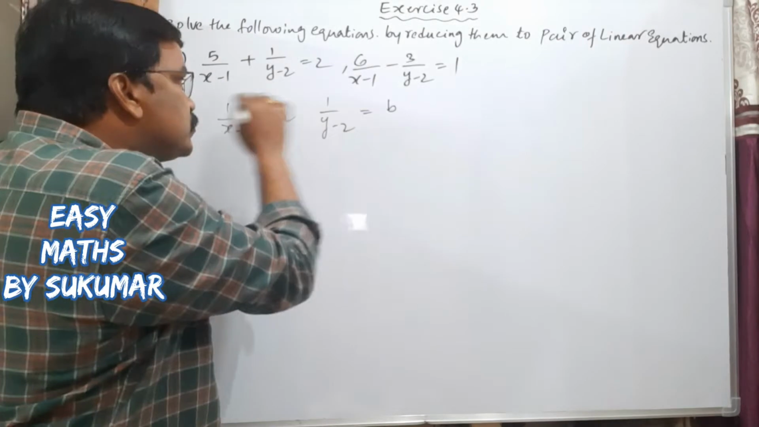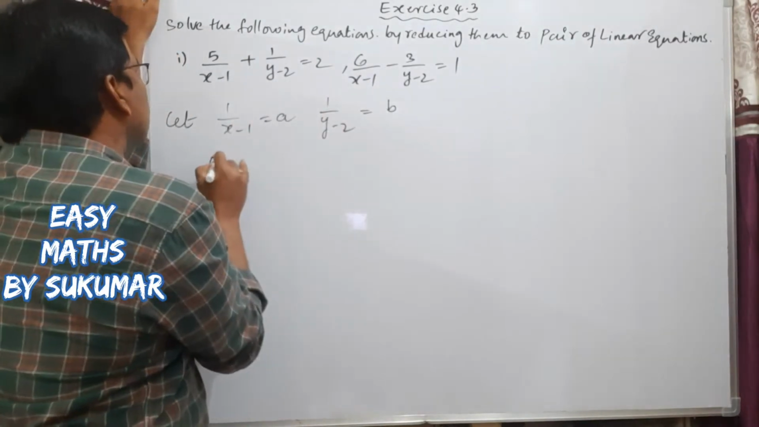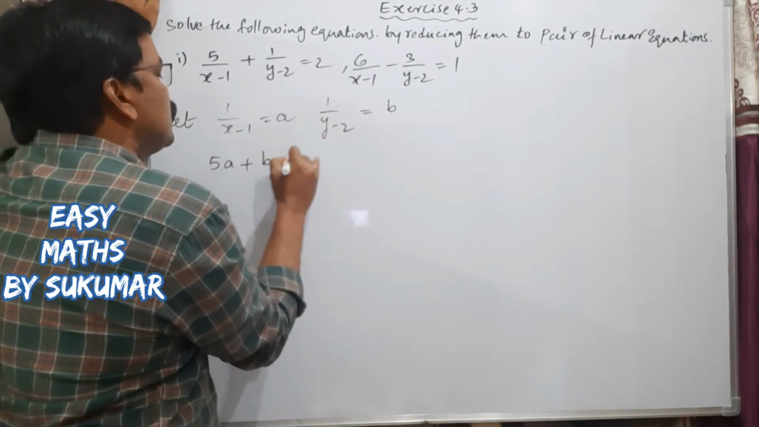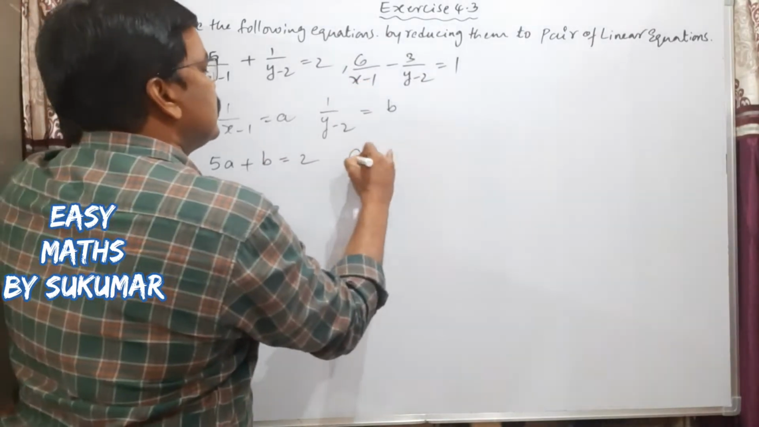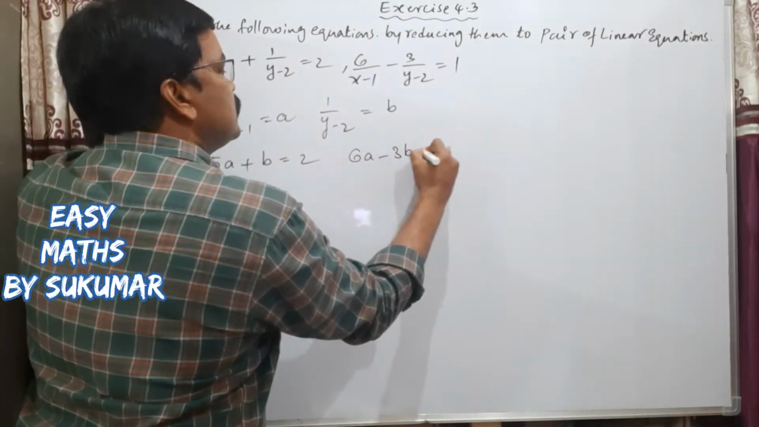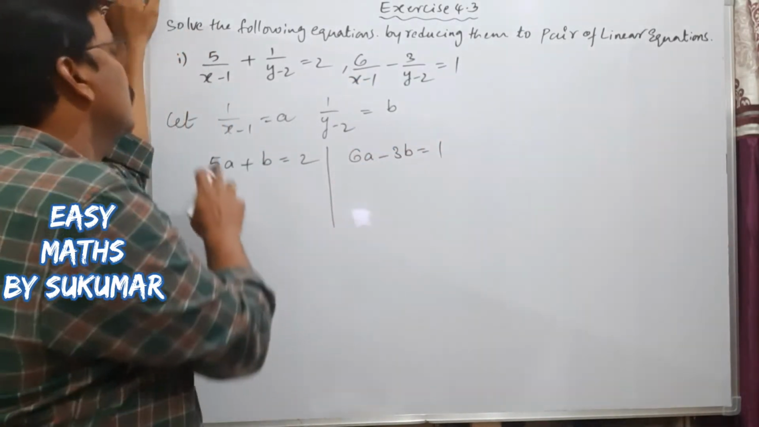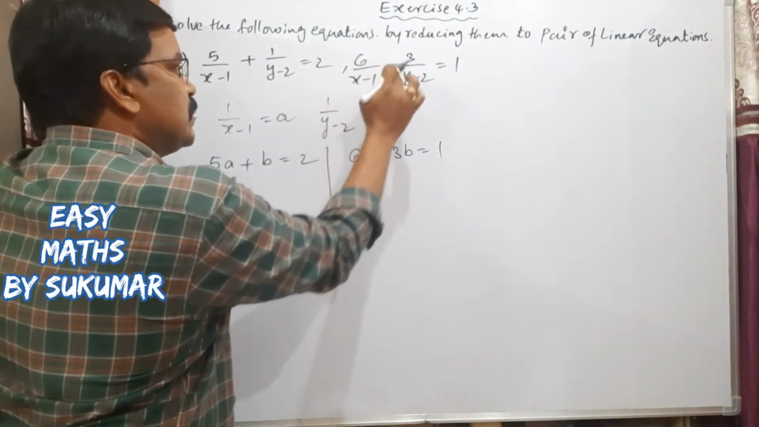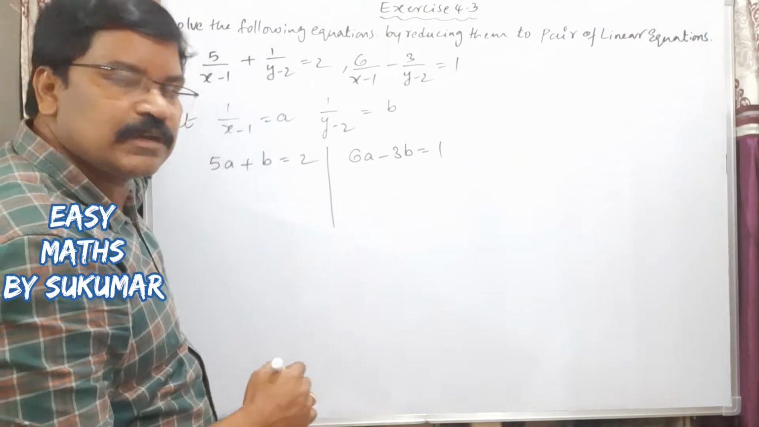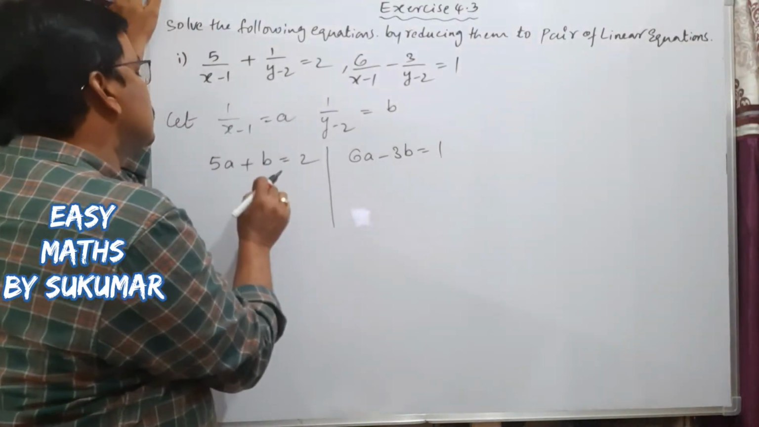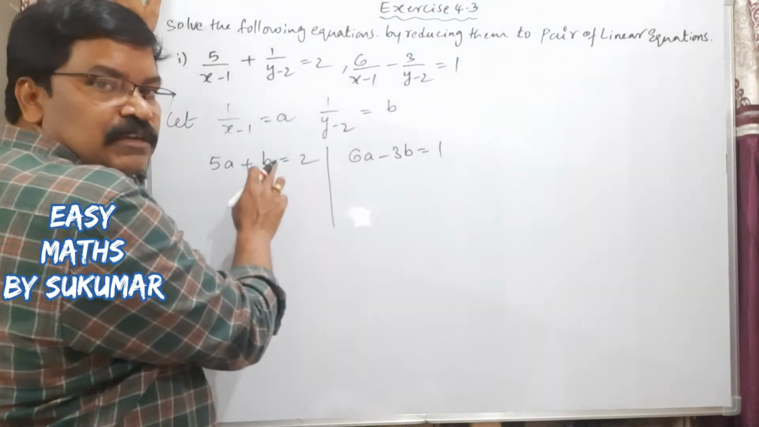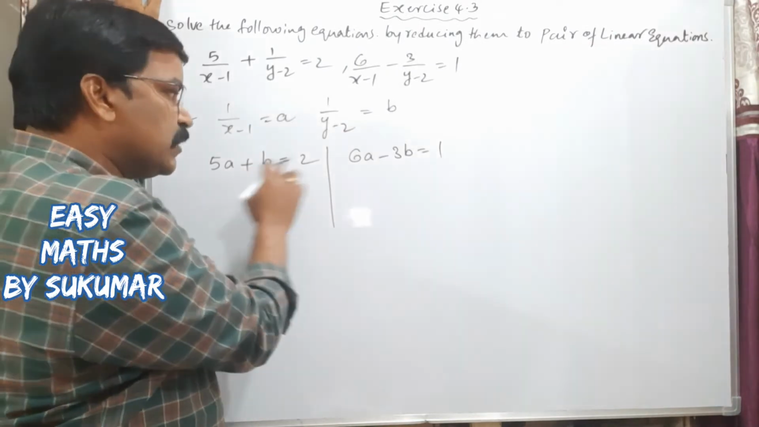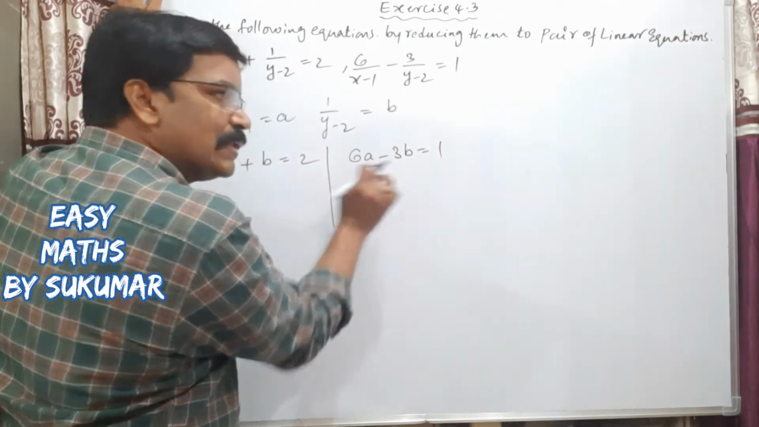Now we can reduce these given equations into 5a plus b is equals to 2, and 6a minus 3b is equals to 1. Okay, 5a plus b is equals to 2, 6a minus 3b is equals to 1. Okay, see, if you observe the b coefficients here, the coefficient of b is 1 and the coefficient of b is minus 3 here.